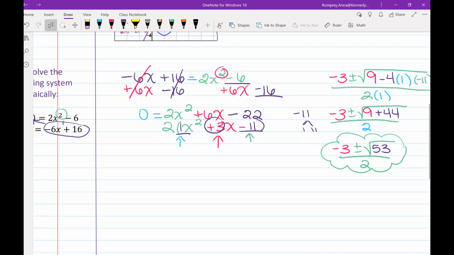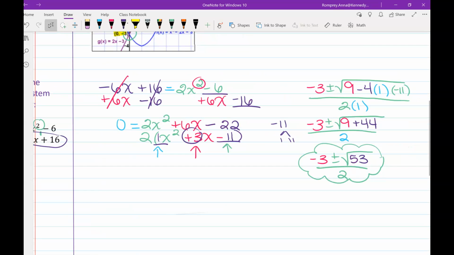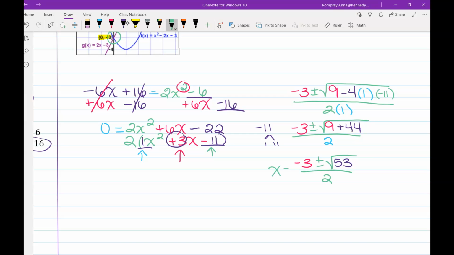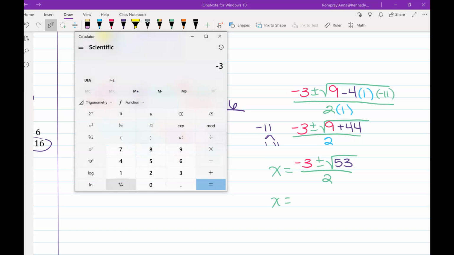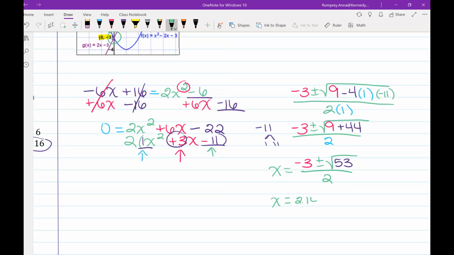So our solutions, oh wait a minute, we can't stop there because we need a solution. These are just our x values. All right, we're going to have to break out the calculator so that we can plug this back in easier. So x equals, in your calculator, actually let me bring up the little calculator so you can see what I'm plugging in. So I've got negative 3 plus the square root of 53 equals, don't forget to hit your equal sign, divided by 2, so 2.14.